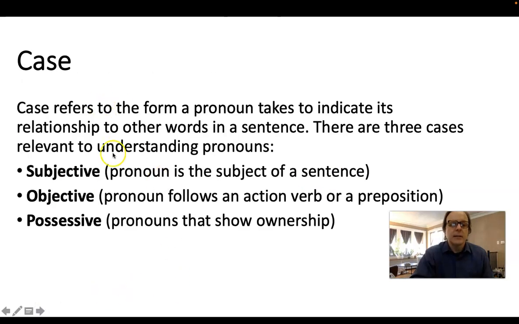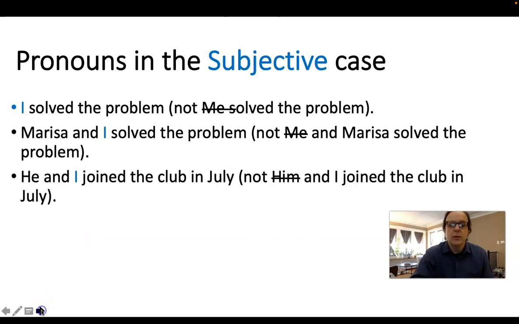And then case. Case refers to the form a pronoun takes. And that's basically, is it the subject? Is it the object? Or is it like ownership? We looked at those possessive pronouns. And again, that's going to make you choose something different. I solved the problem, not me solved the problem. And that just has to do with the case.